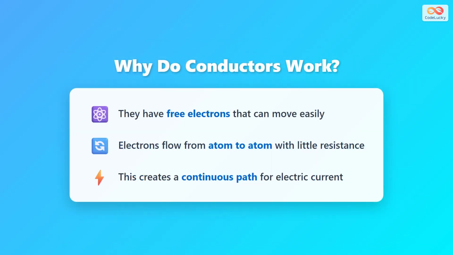But why do conductors allow charge to flow? It all comes down to their atomic structure. Conductors have what we call free electrons. These are electrons that aren't tightly bound to any particular atom. Instead, they can move easily from atom to atom throughout the material. When you apply an electric field or voltage, these free electrons flow in one direction with very little resistance. This movement of electrons from atom to atom creates a continuous path for electric current, which is exactly what we need for electrical circuits to function.